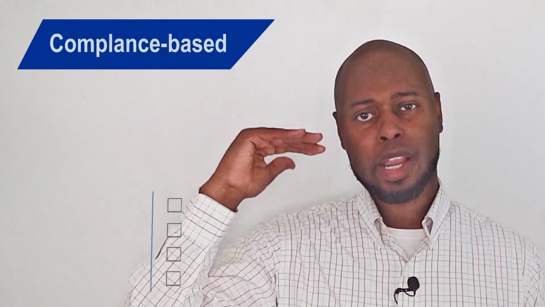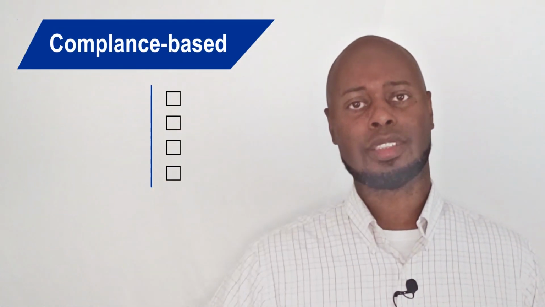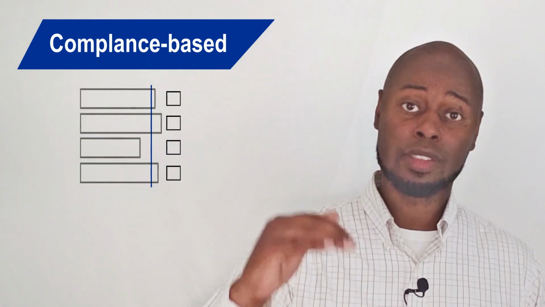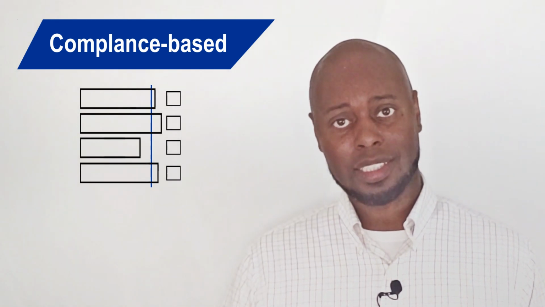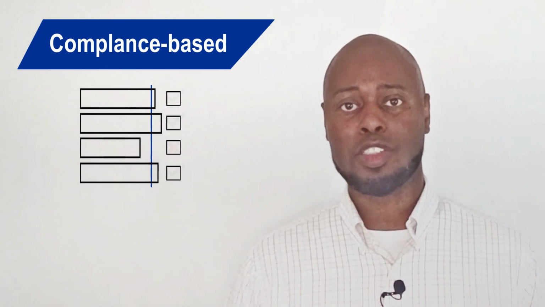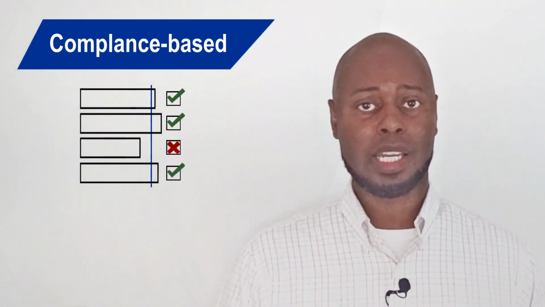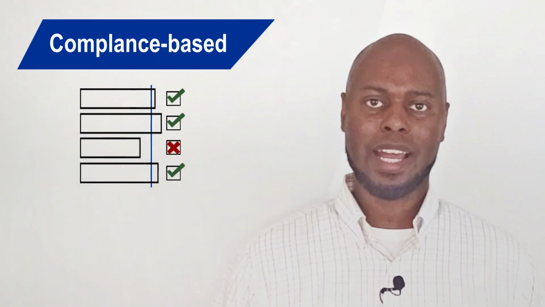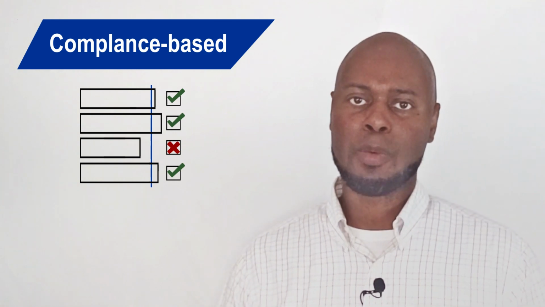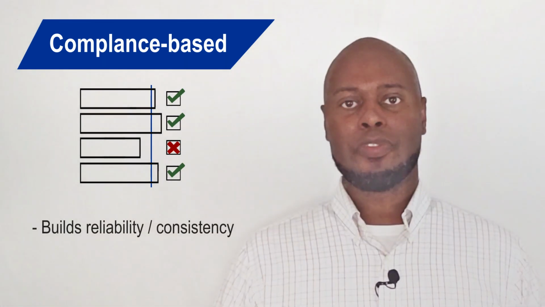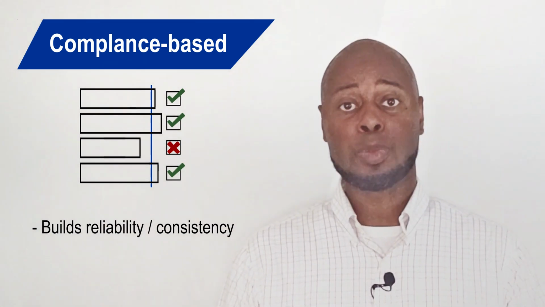Compliance-based continuous improvement is essentially managing to a predefined set of standards. In this case, you've got a group of people who often consider themselves experts in the field, who have developed a set of standards, and the job and the expectation is to manage the organization into compliance with those standards. A few examples are total quality management, ISO 9000 series, and also total productive maintenance, otherwise known as TPM or world-class manufacturing. The benefit of this type of approach is that it builds reliability.